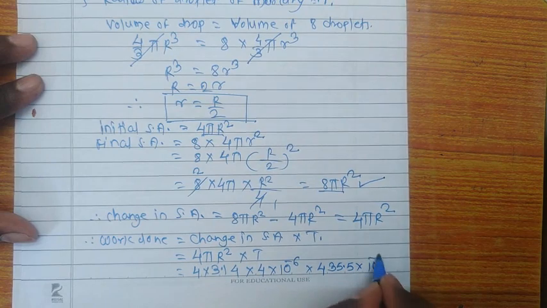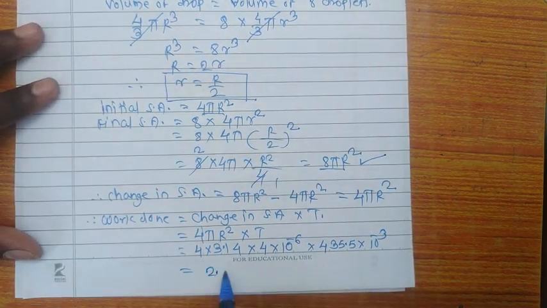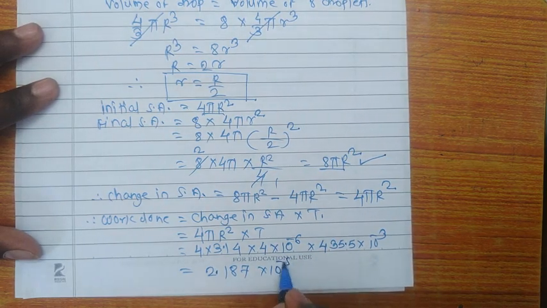435.5 into 10 raised to minus 3. If you solve this, final answer is going to be 2.187 into 10 raised to minus 5.